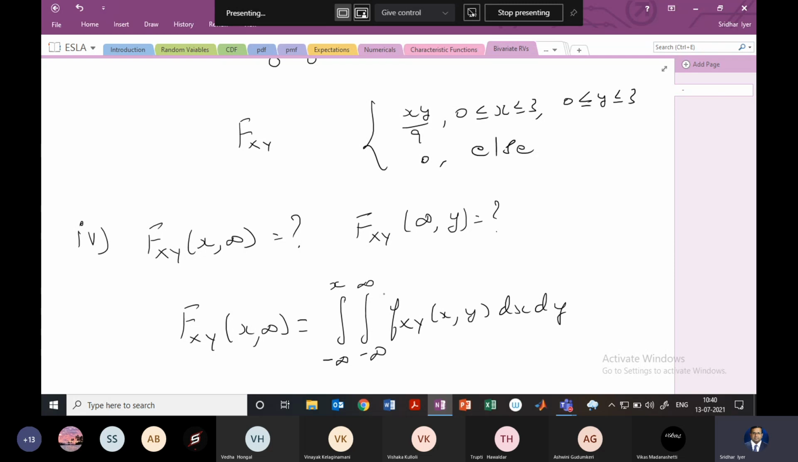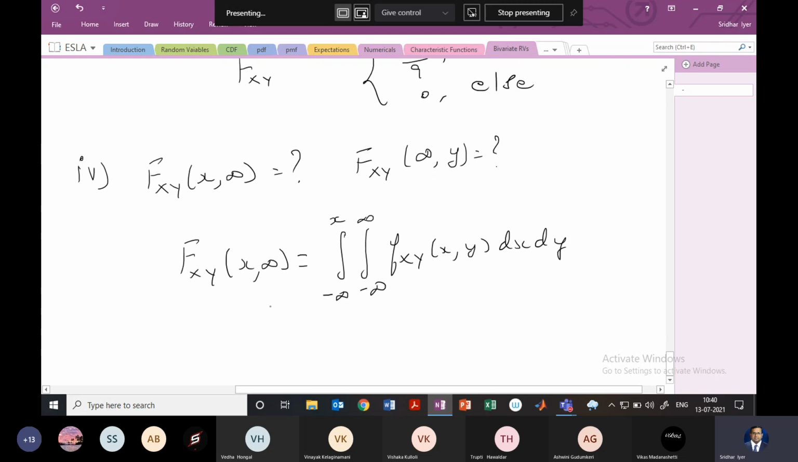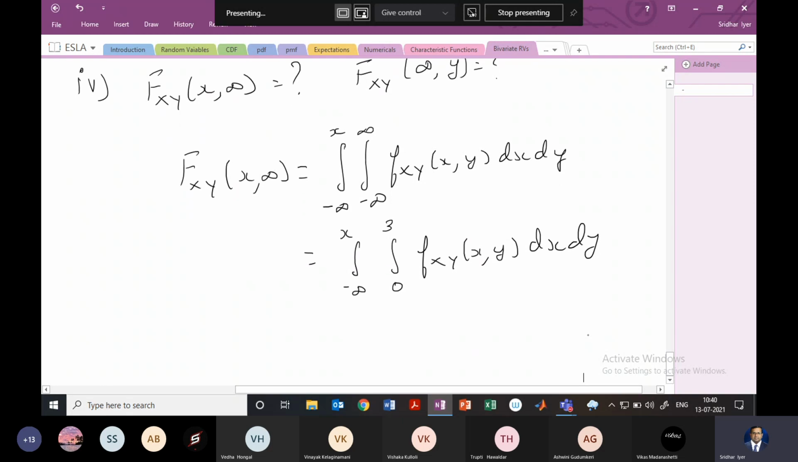Y's final value is infinity, right? So that is the general equation. If I now write the equation for this given case, you'll have minus infinity to x, right? For the given case, y goes from 0 to 3. Therefore, I'll replace minus infinity by 0, the minimum value, and I will replace the final value, plus infinity, by 3, right? And you will have fxy of x comma y dx dy, right?